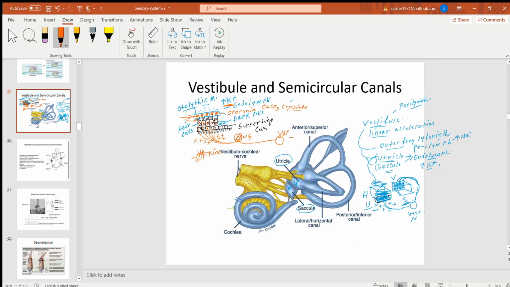Inside the saccule, same way, only these hair cells will be activated by the vertical acceleration. Okay, vertical movement up or down.